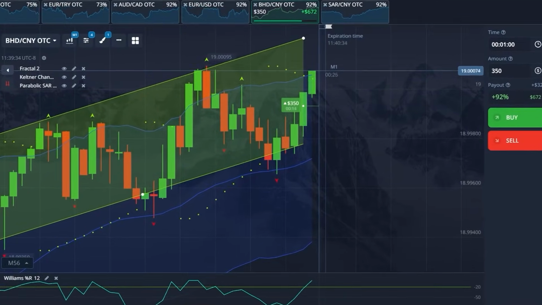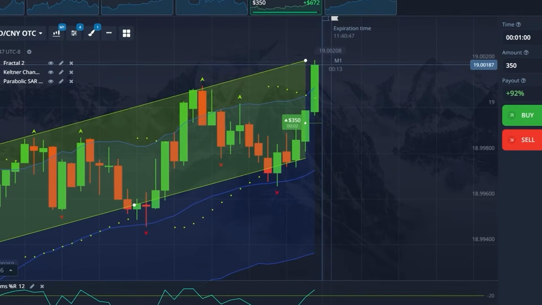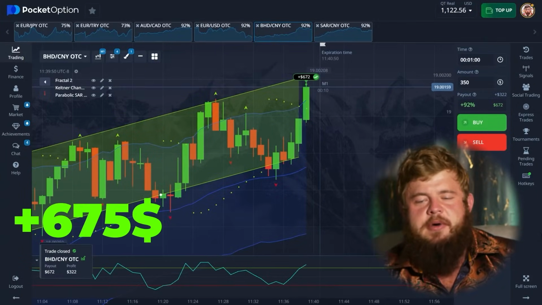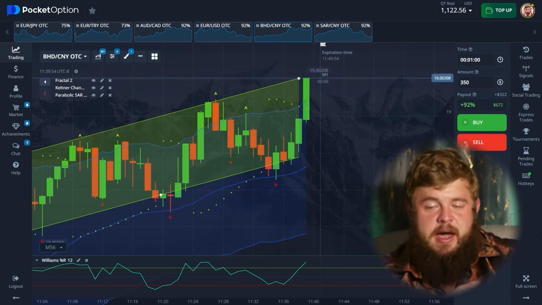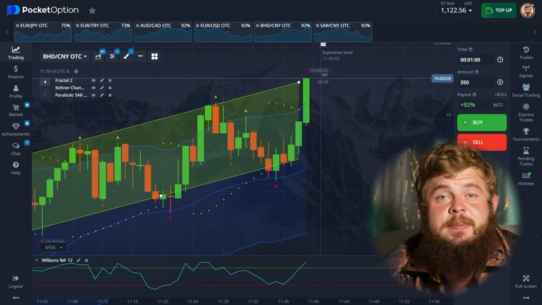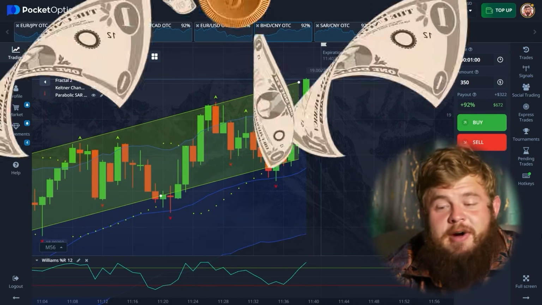This trade is closed. Our deposit is $1,122 that we have right now, and if you remember at the beginning we just had around 25 bucks, so we had made 50 times more than we had at the beginning.